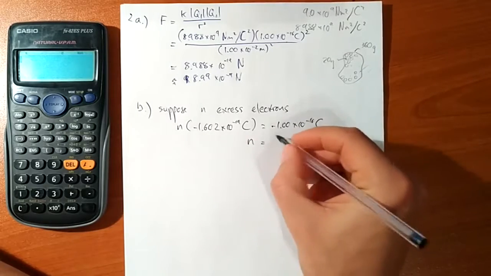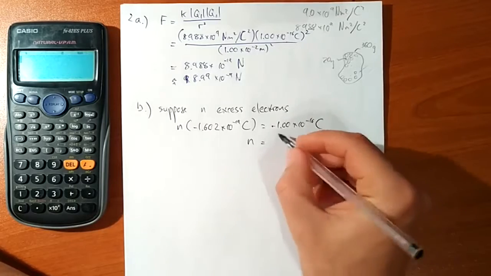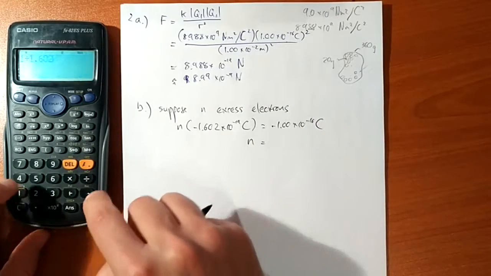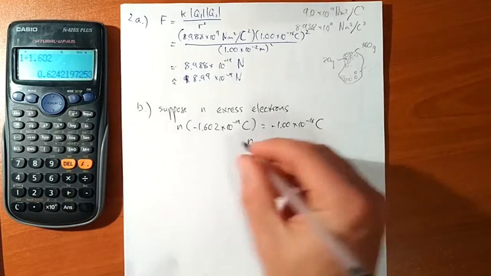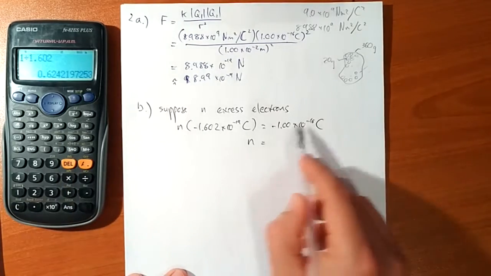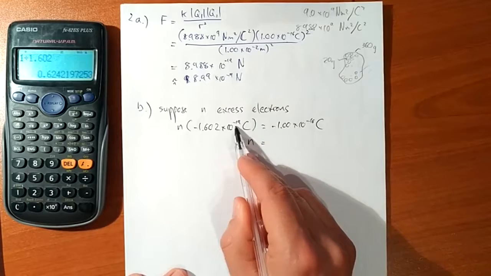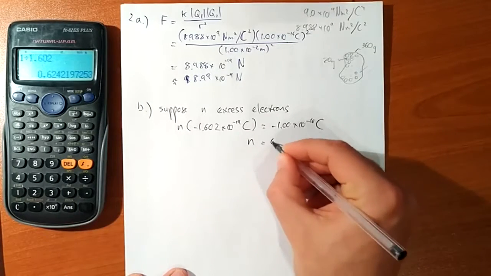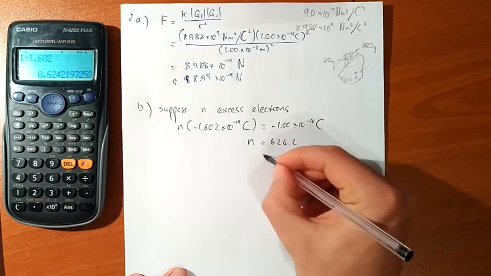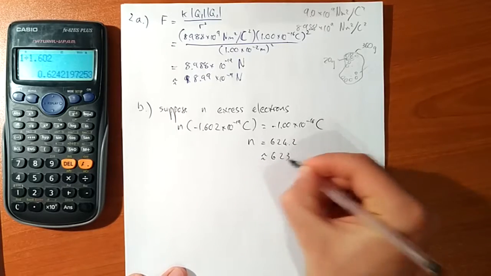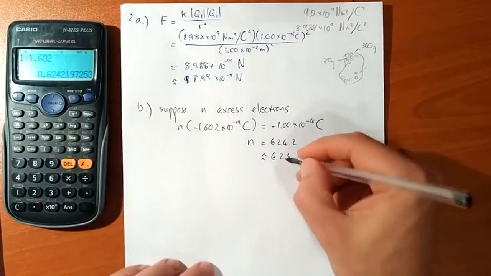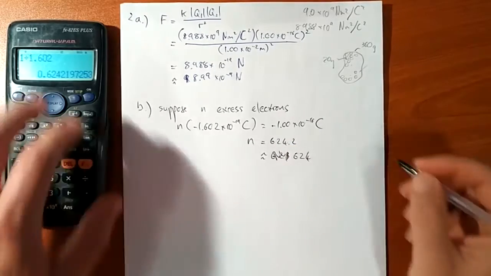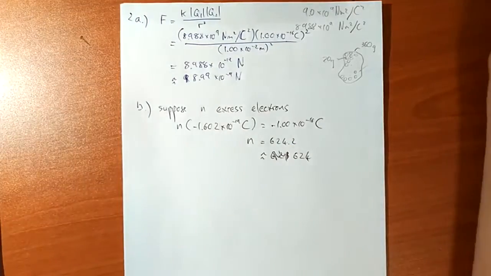So n is just this divided by that, and that is 1 divided by 1.602, and so 10 to the minus 16 divided by 10 to the minus 19 is going to be 10 to the 3, so that 10 times 10 to the 3 would then be 624.2, or approximately 624. Okay, and that's your answer.